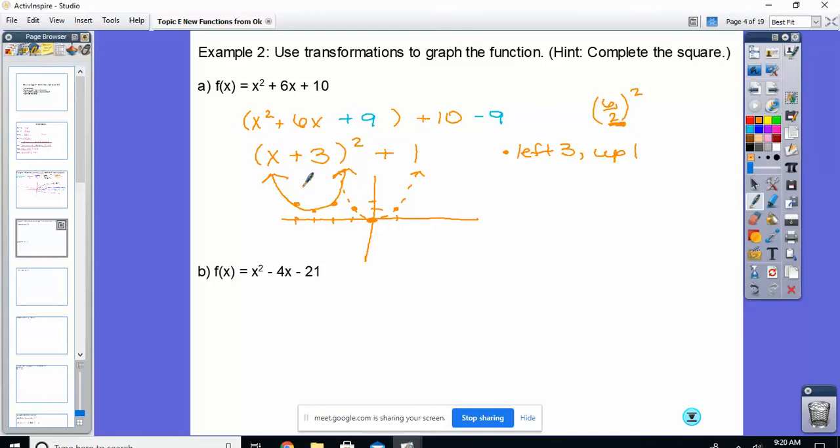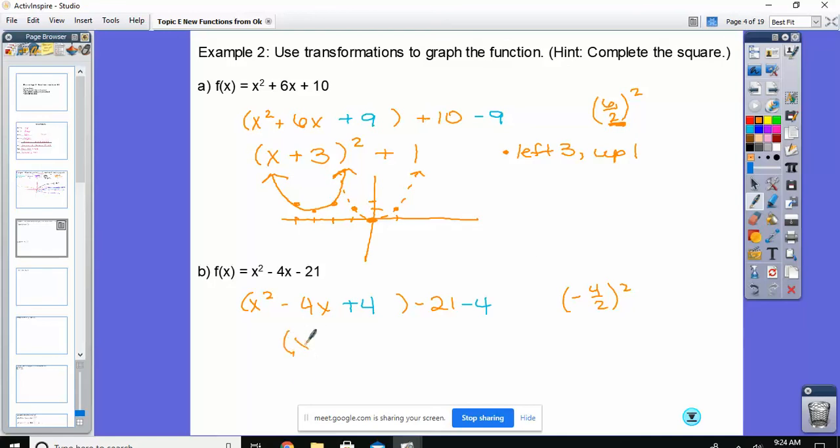Why don't you guys try B? So we group our x's together, keep the minus 21 out here. Middle term is negative 4 divided by 2 squared. So negative 4 divided by 2 is negative 2. When you square that, it's positive 4. So you have to put a minus 4 on the outside.